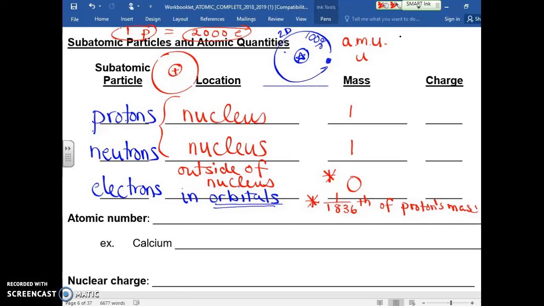Charges. Well, protons are positive. Electrons are the negative particles. Now, when we say charge, there are two components of a charge. One is the sign of the charge. We also have the magnitude. This has a charge of +1. This has a charge of -1. Of course, neutrons, as their name implies, are neutral. They are uncharged. They have a charge of 0.